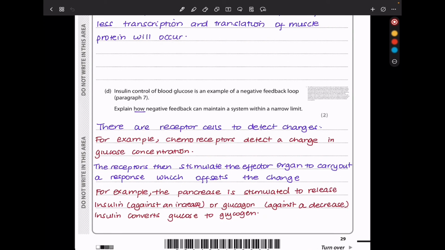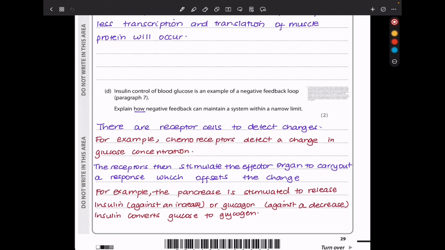In part D, they say insulin control of blood glucose is an example of a negative feedback loop. Explain how a negative feedback can maintain a system within a narrow limit. For negative feedback to work, we need receptors or things that detect the changes. They are going to stimulate certain molecules to be produced that control homeostasis. So I said there are receptor cells to detect changes, and the receptors then stimulate the effector organs to carry out a response which offsets the changes.